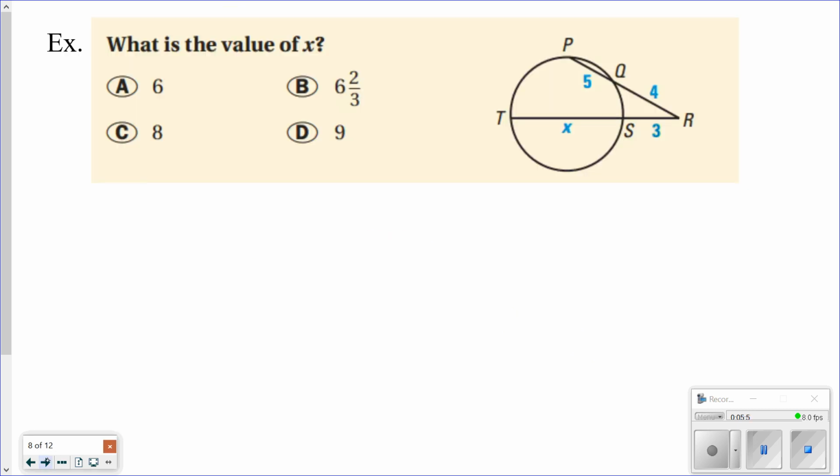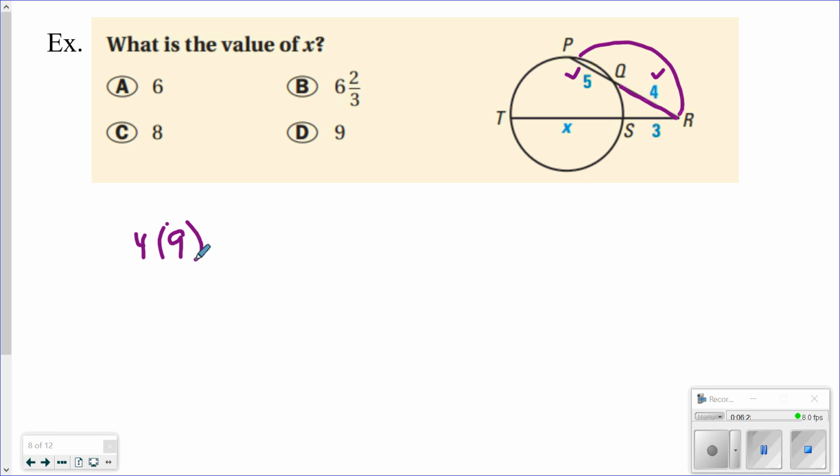So let's try an example together. We have a multiple choice question here, and we want to know what is the value of x. If you notice, we have two secant segments, so we're going to multiply the parts. We're starting with the outside segment, so 4, times this entire segment length. Well, it's made up of 4 and 5, so when I add those together, I get that the entire segment length is 9.